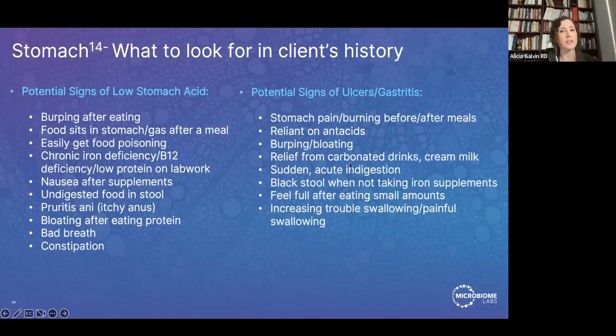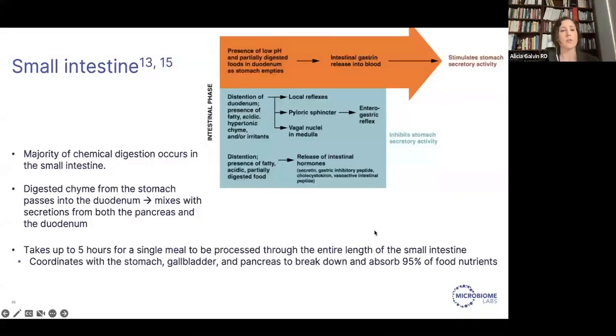So this is just a list. You don't have to feel like you need to memorize these, but just so you have them as a reference, you can refer back to them if you have clients that are struggling with some of these. Now, in the small intestine, this is where we have mostly that chemical digestion.